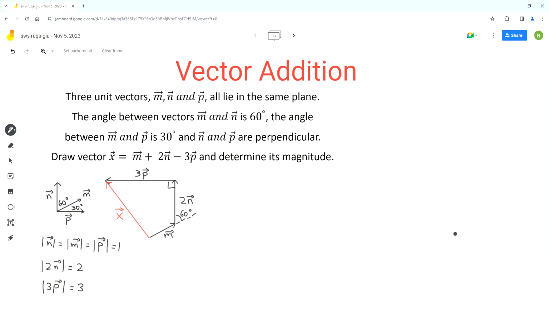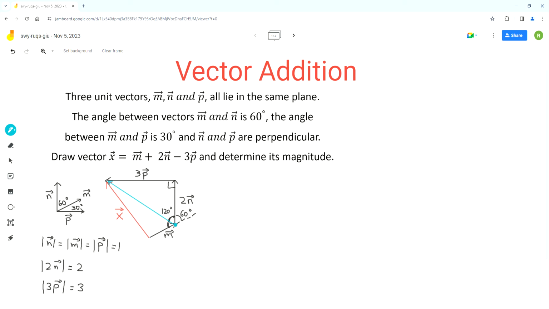That means this angle here is equal to 120 degrees, because these are supplementary angles. Now we have to break up this quadrilateral into triangles. So first we can find this side here, which is the sum of vectors 2n and 3p. We cannot combine these three vectors together in one step, so that's why we have to break up this diagram into triangles. So the easiest triangle we can get here is this right angle triangle, because the angle between vectors n and p is a right angle.